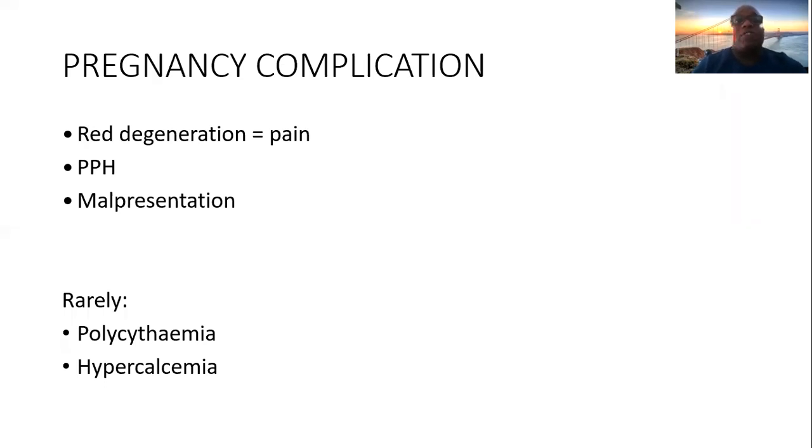And then also we have severe pain in pregnancy. Commonly, we have red degeneration, where the fibroid is rapidly growing and outgrowing its blood supply, and some portions of that fibroid begin to die off, also known as red degeneration. PPH is common, that is postpartum hemorrhage, excessive bleeding after delivery, because the fibroid will prevent the proper contraction of the uterus. And then we also have malpresentation.